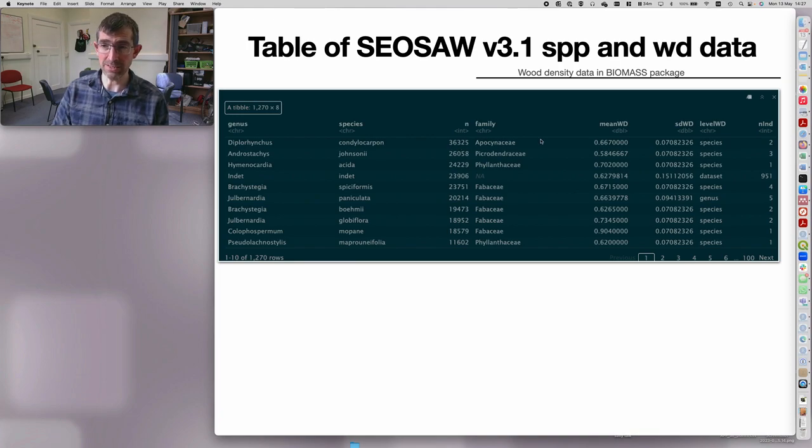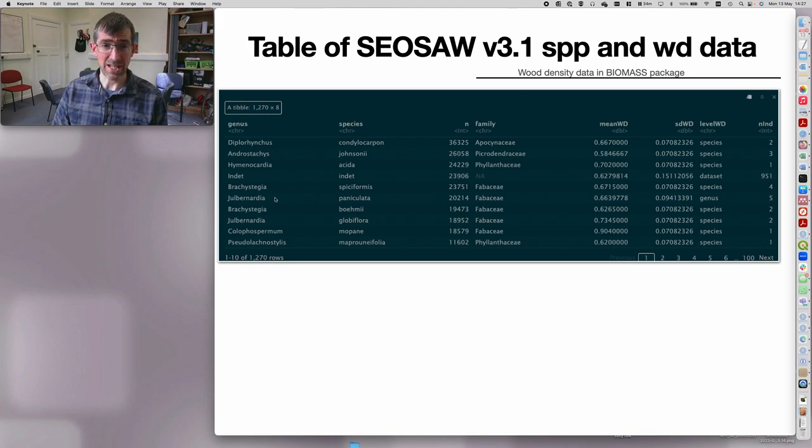There's only 2 wood density measurements in there, which give 0.6 and have quite a small standard deviation. Even for very famous species like Brachystegia spiciformis, there's only 4 measurements of wood density in the database. So if you think it might vary a bit from place to place, you might want a few more than 4 measurements. Same for Julbernardia, there's only 5.